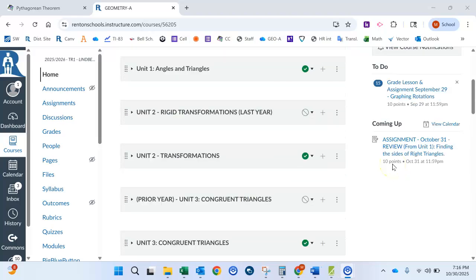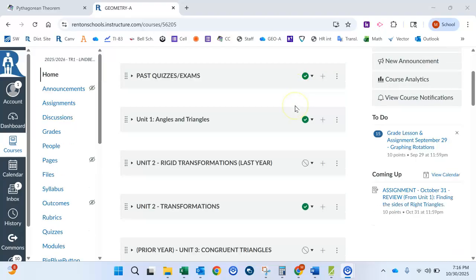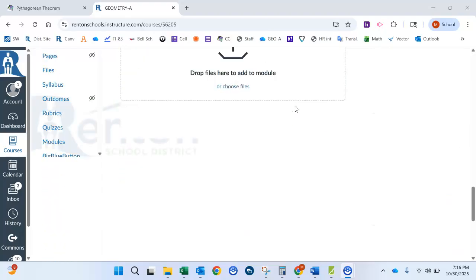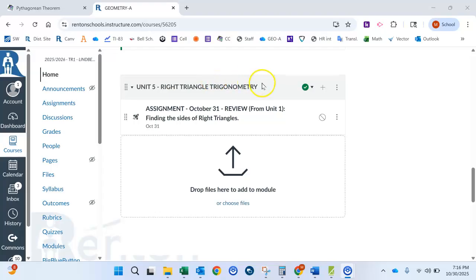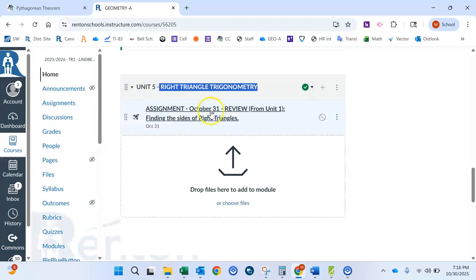Hello, today we will be starting a new unit, unit 5, and it's right triangle trigonometry. And this is the assignment right here. It's going to be a review from unit 1, finding the sides of right triangles.